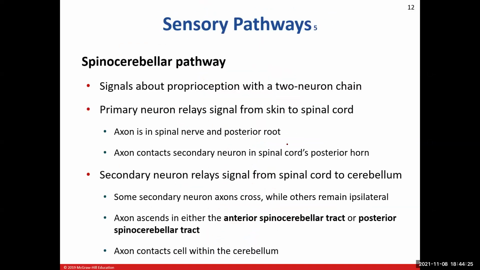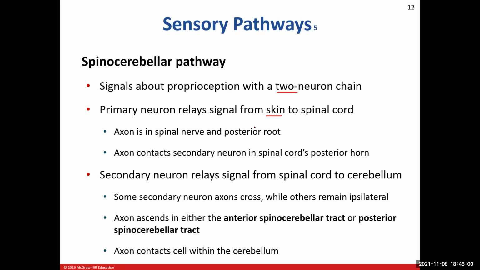All right. The next sensory pathway is called the spinocerebellar pathway. Take a look at the name. Spino is going to be from the spinal cord to the cerebellum. Now, this one only utilizes 2 neurons, okay? But similar type of scenario here. That primary neuron is going to start off in the periphery, and it's going to travel to the spinal cord. So same story, okay?